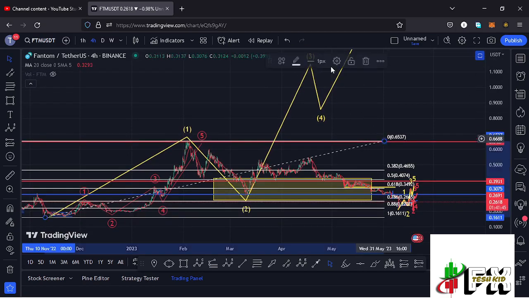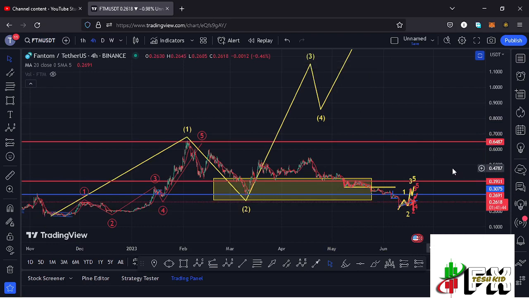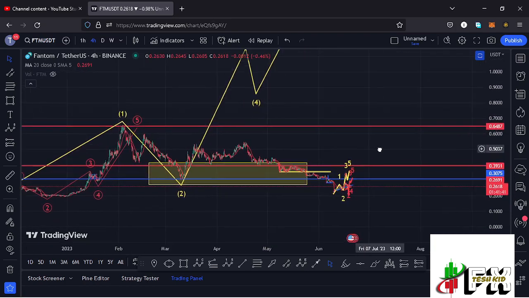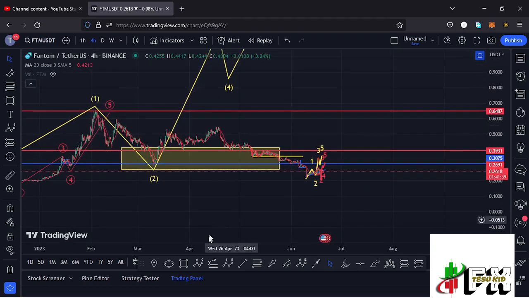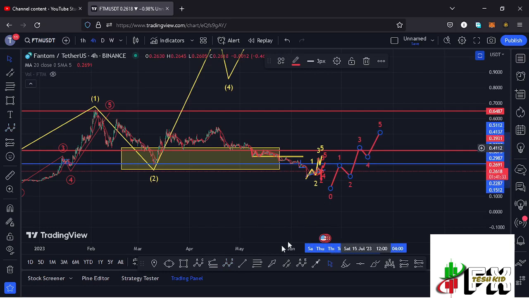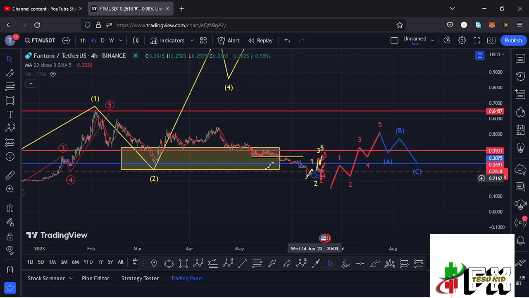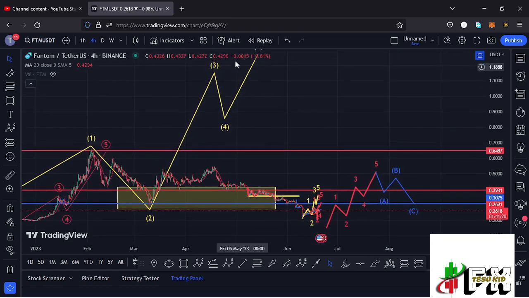And to confirm to us that the low for that second wave is in, and that we have started an impulsive move to the upside, I'm expecting Fantom to give us a 5-wave structure on the charts, followed by an ABC corrective structure. Once we see such a move on the charts, that will be enough confirmation that the low for that second wave is in, and that we have started an impulsive wave in the formation of that wave 3. So that is what I'm expecting here on the Fantom chart.